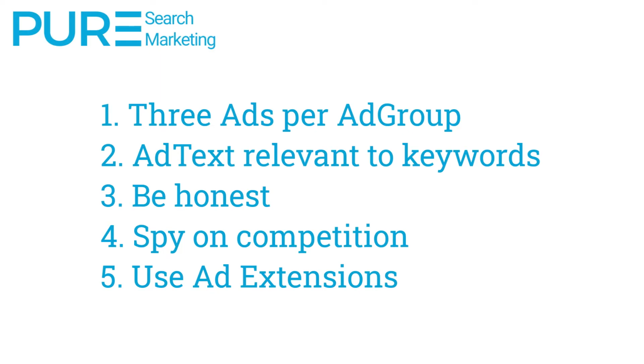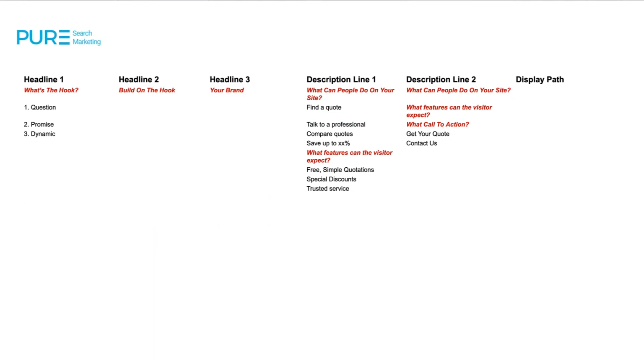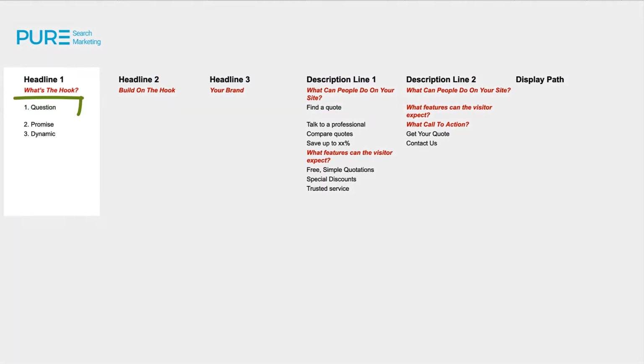Okay, so with those 5 rules in mind, this is how I go about writing 3 ads per ad group. Bear in mind that at this stage your ads text is just guesswork. You don't know what your users are going to want or what aspects of your business that's going to resonate with them. Here's the structure I use, and to demonstrate it, I'm using a dummy car insurance company. Across the top are the main elements of the ad, and let's tackle them one by one.